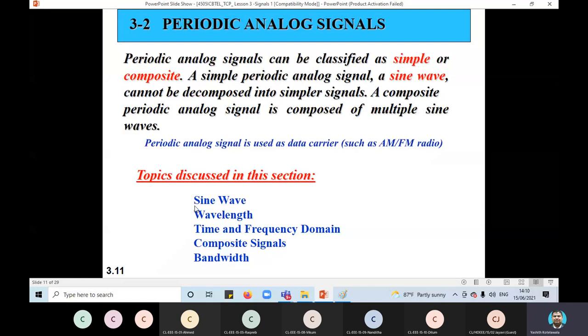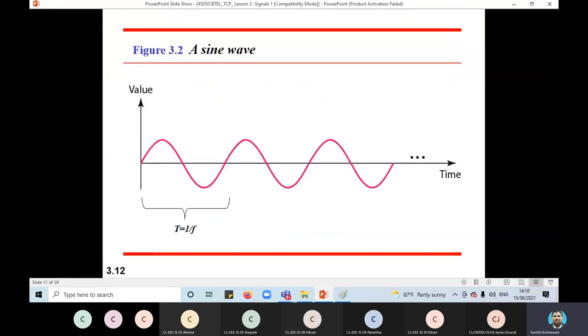Topics discussed in this section are sine waves, wavelength, time and frequency domain, composite signals and bandwidth. So let's see what is going to happen when it comes to periodic analog signals. Now everyone knows that this is a sine wave.